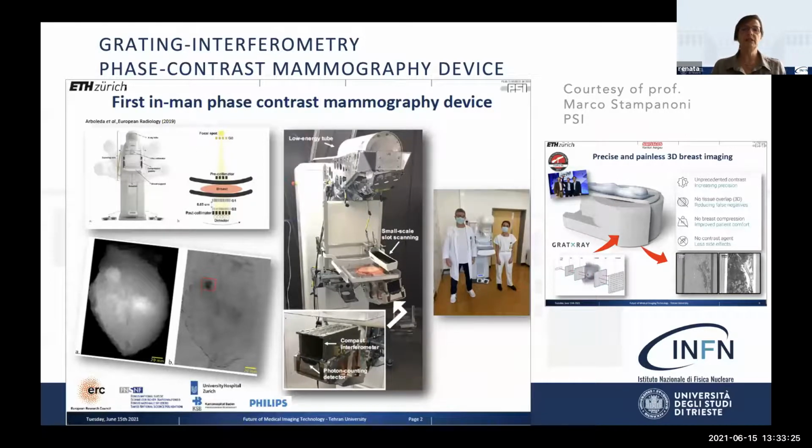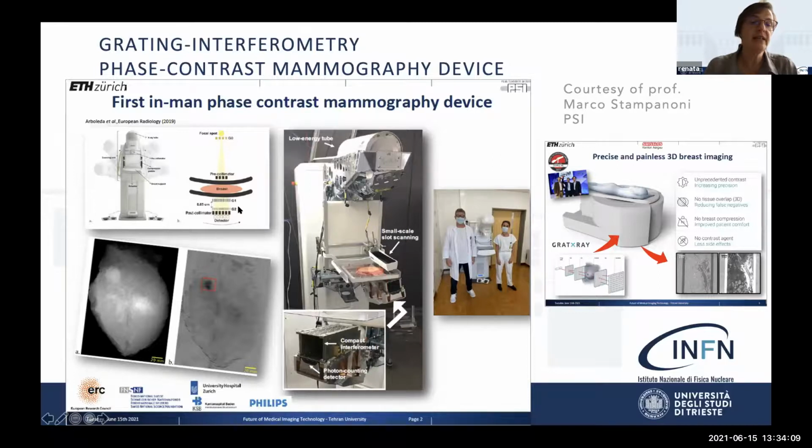Well, Professor Stampanoni and his colleagues developed a grating interferometry device for mammography. The starting point was the Sectra Philips photon counting mammography system. It is a mammography system that works in a scanning mode from left to right, using a silicon microstrip detector. And what they did, they added between the breast compressor and the detector a compact interferometer.